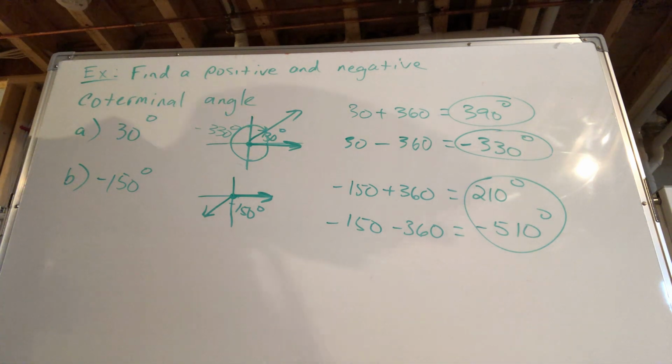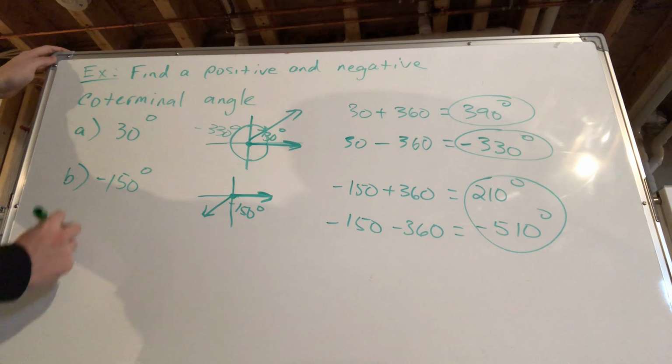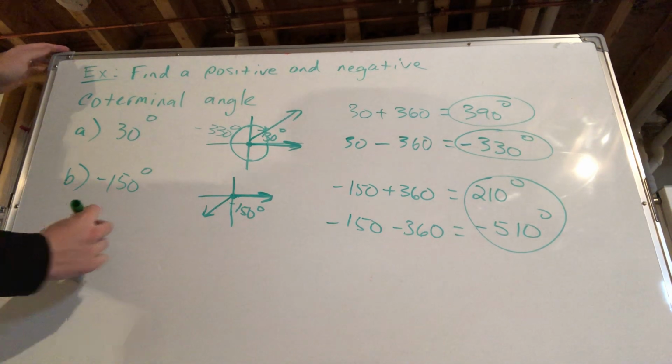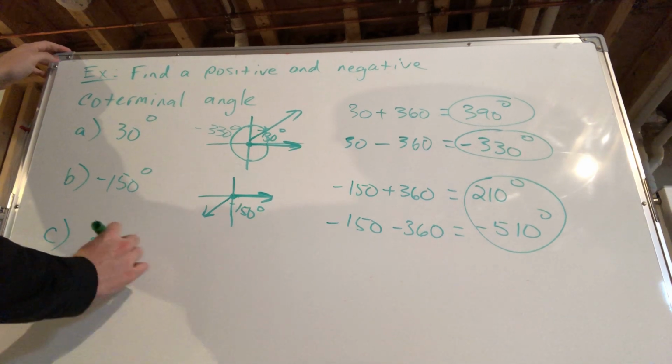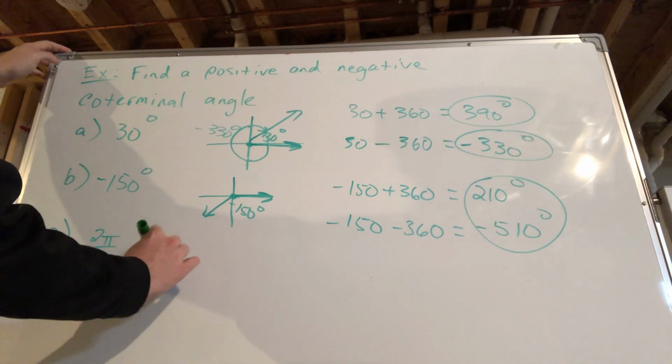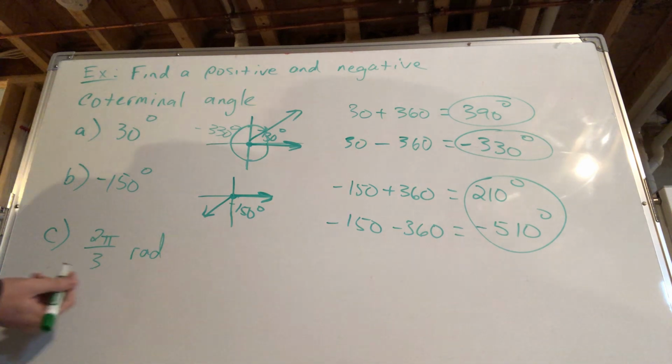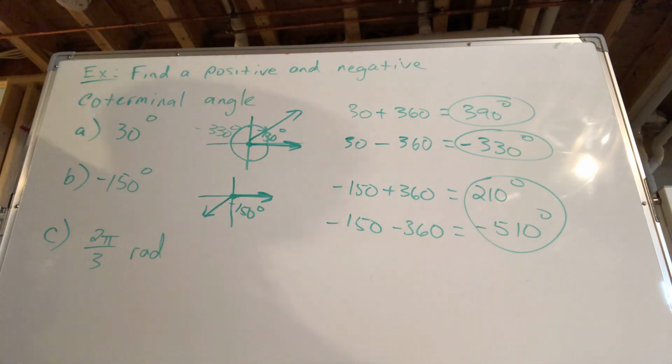Now this last one, I'm not going to draw, but I'll just go ahead and do the work here. What if I said, instead of in degrees, what if we said in radians? Well, it's a good thing we've talked about radians in the past. So 2 pi over 3 radians. Since my question is in radians, I'm going to keep my answer in radians. I'm not going to convert it to degrees. I'm just going to try to write my answer in radians.